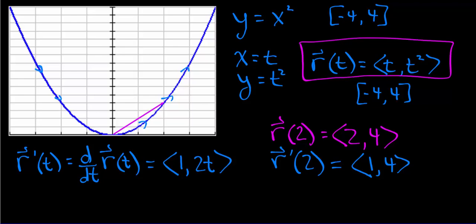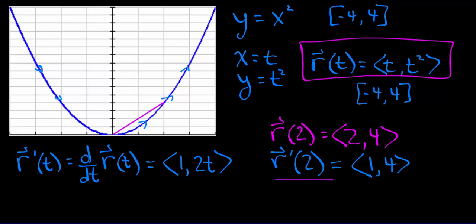Now remember, if you look at the graph of the vector valued function like this, the curve represents the terminal points of all these little vectors. And when we find something like r of 2, we always start at the origin. The curve is just the collection of those terminal points of the vectors.